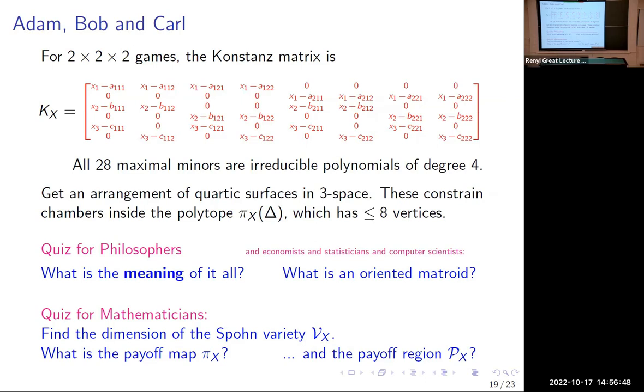I realized I spoke a little too slow, so I'm going to stop the quiz. I'm going to go over this. So, you know, philosophers, of course, ask what does all this mean?